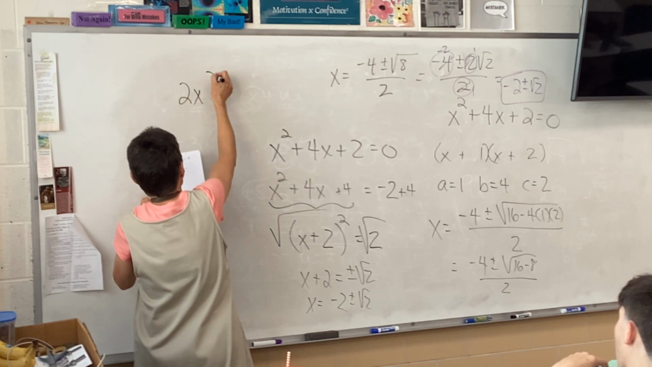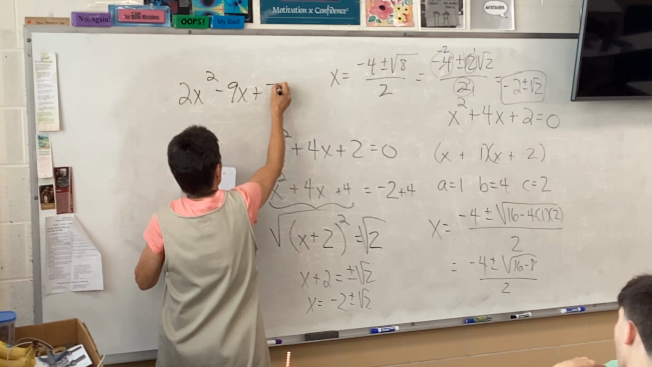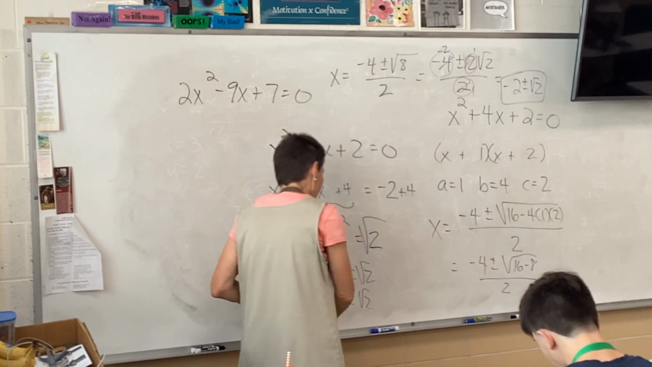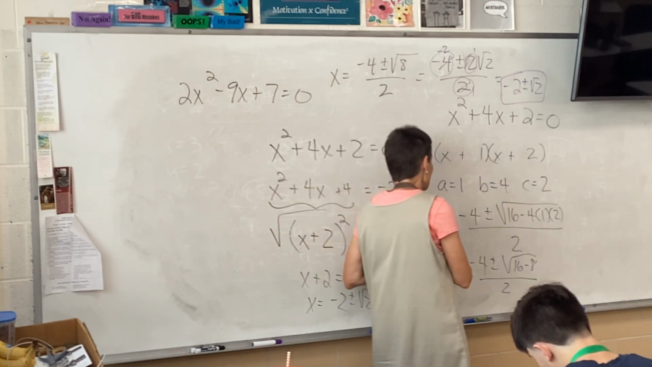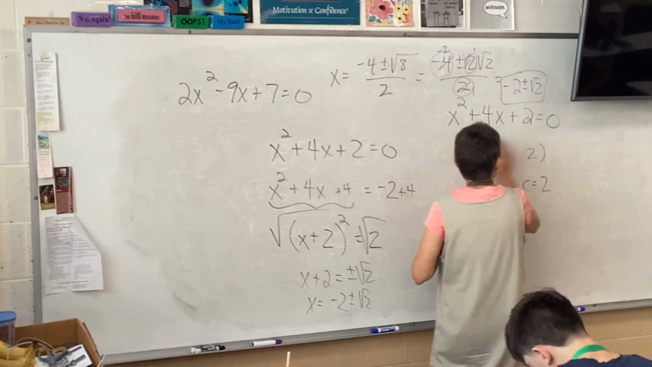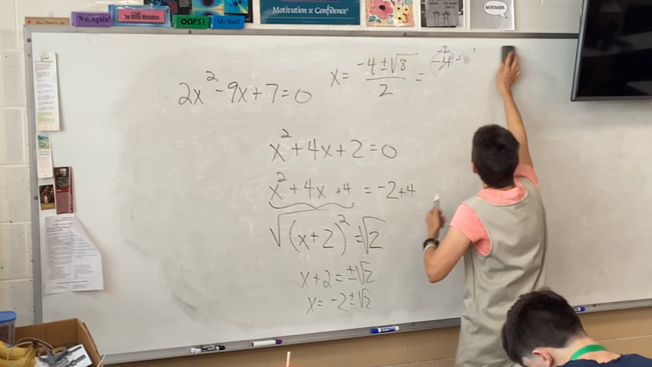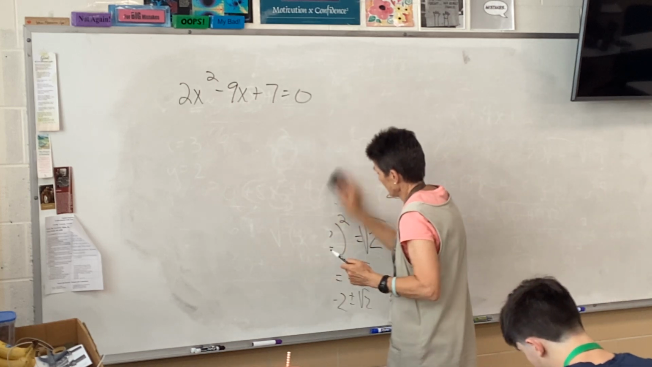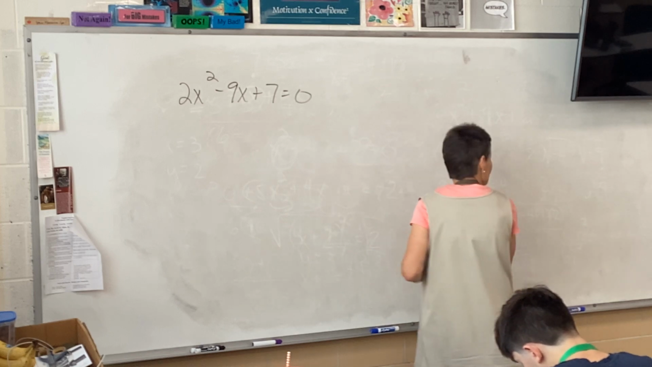All right, so here we go. 2x squared minus 9x plus 7. Work it out right now, one way or the other, however you want to do this. Maybe it factors, maybe it completes the square, maybe quadratic formula, whatever you want. Let's give it a shot and see how we do.